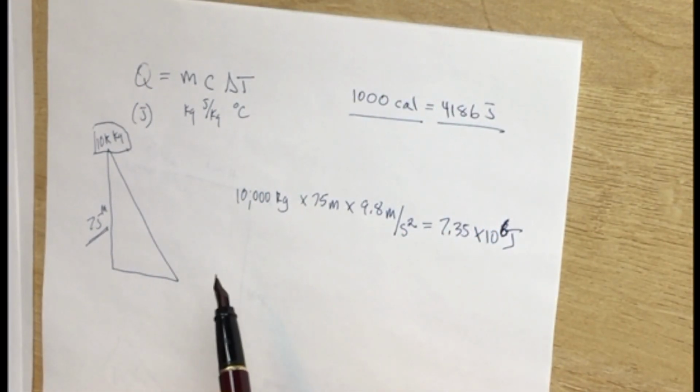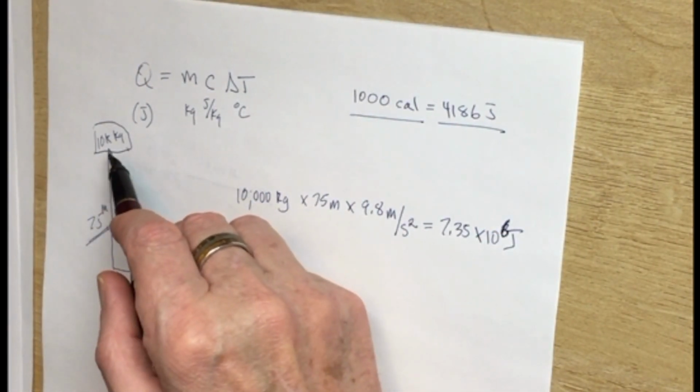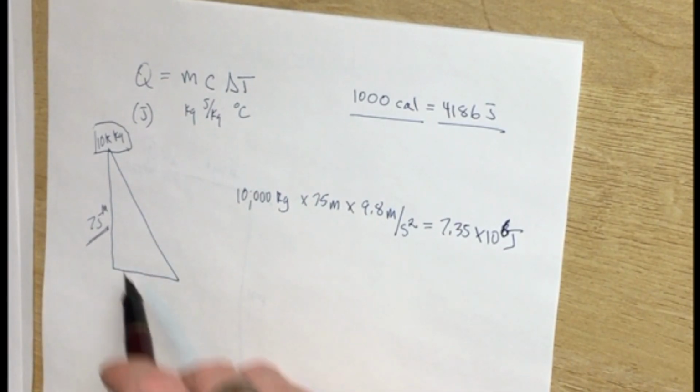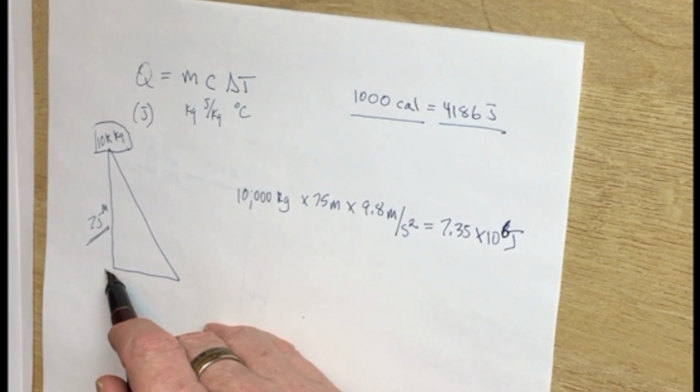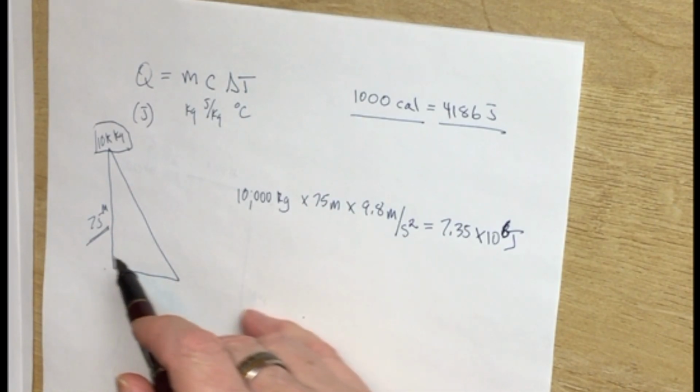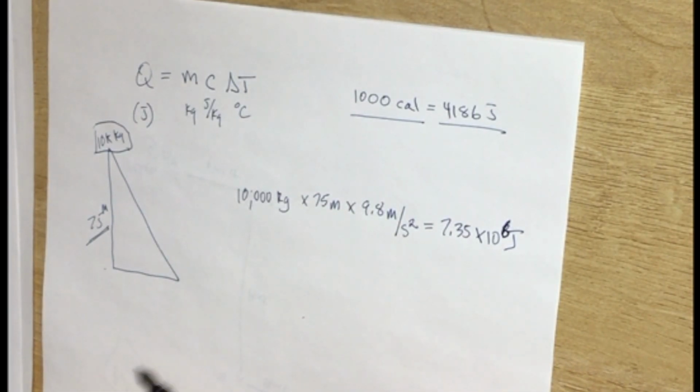So here's an interesting problem from the book. We have a 10,000 kilogram truck on top of a hill. It goes down the hill with a total vertical drop of 75 meters. And we want to know the resulting temperature in the brakes.